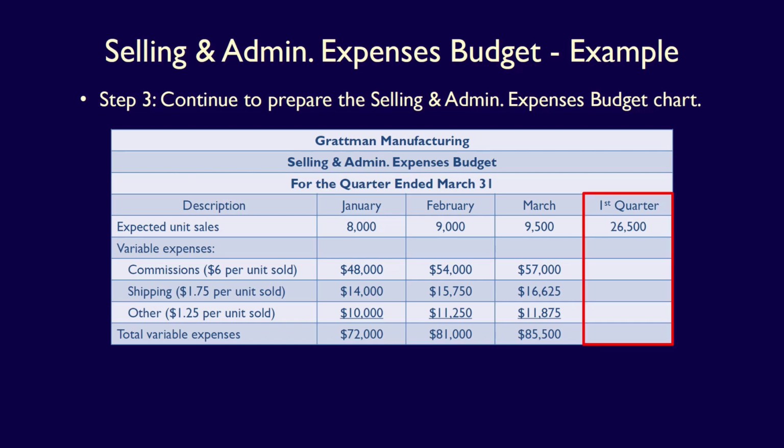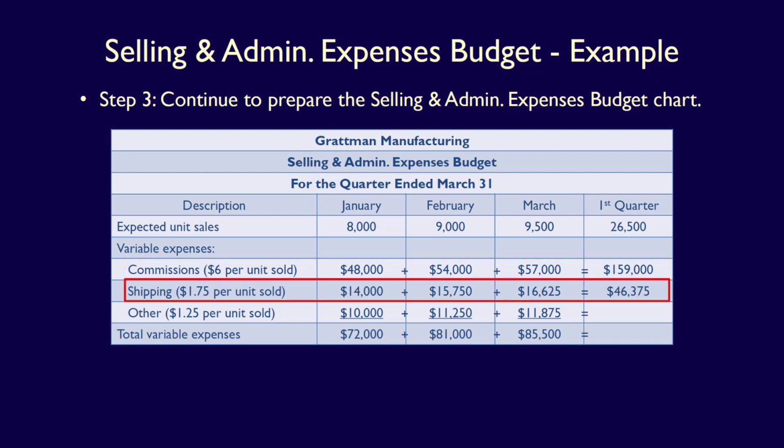We now calculate the total for the first quarter. We can do that by multiplying the first quarter units by each variable expense, or simply add each of the rows for January, February, and March, which is what I'm going to do. For commissions, $48,000 plus $54,000 plus $57,000 is equal to $159,000.